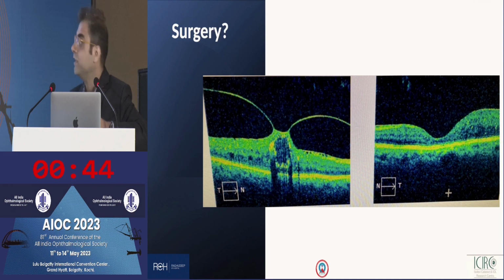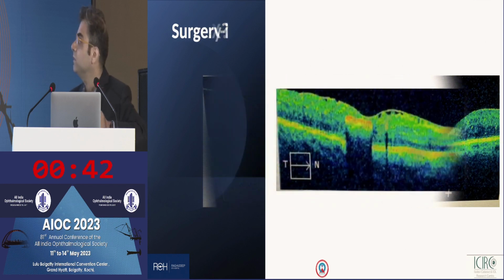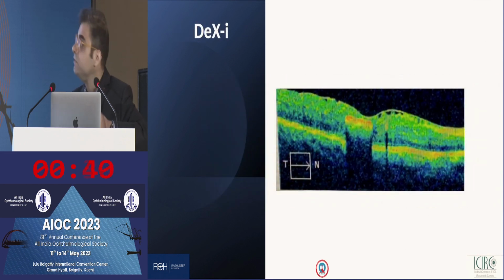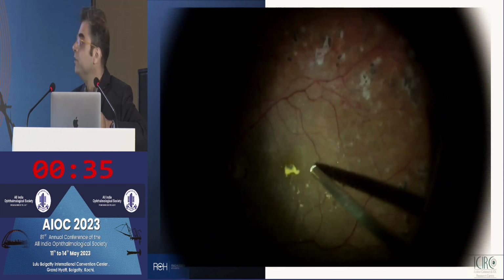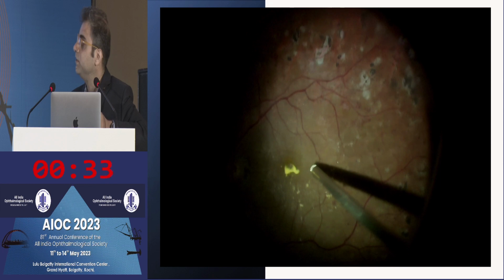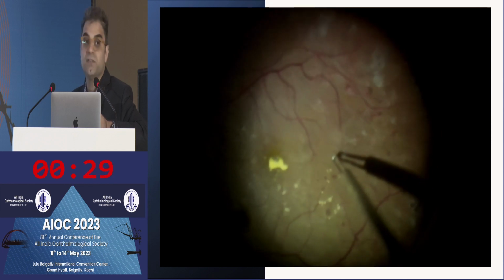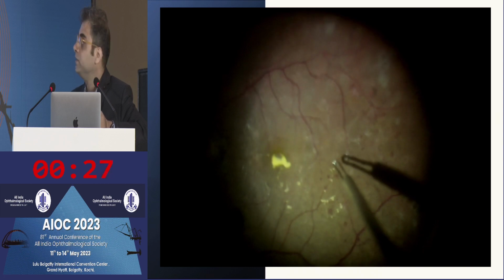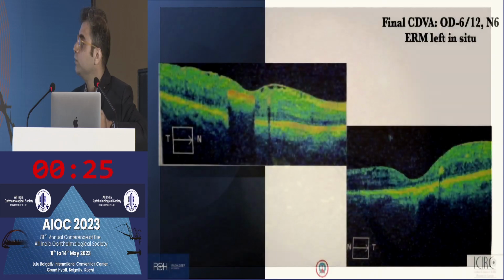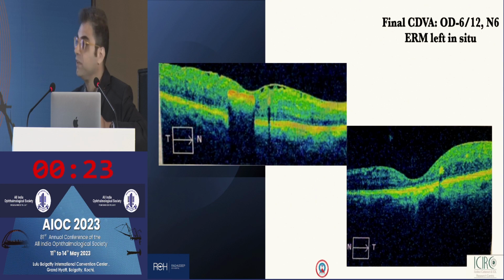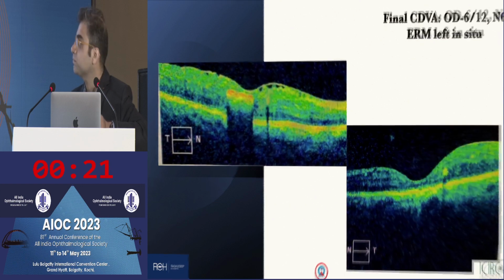As time does not permit, this was also one of the cases in which we put a dexamethasone implant but still had an epiretinal membrane. So while doing the cataract surgery, we did the cataract and we also did an ILM peeling after staining it with brilliant blue. And this is what the post-operative appearance is. The patient regained a very good useful vision.